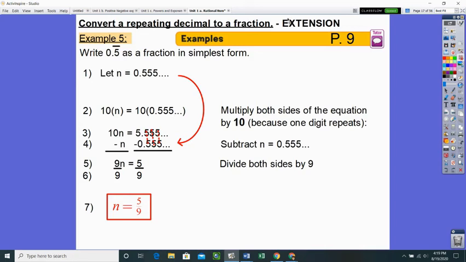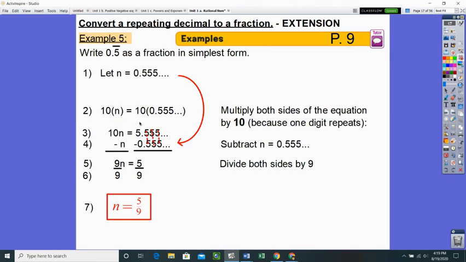But this is an extension, a challenge for all the people that said this was old hat, Mrs. Woodruff, we got it all. So what I'm going to do is let a variable equal this number, which is 0.5555555. And I noticed that one place is repeating, and one place in decimal talk means the tenths place. So I'm actually going to multiply the left-hand side of this equation, the n, by 10, and the right-hand side by 10. When you multiply both sides of an equation by the same number, the equation stays equal.